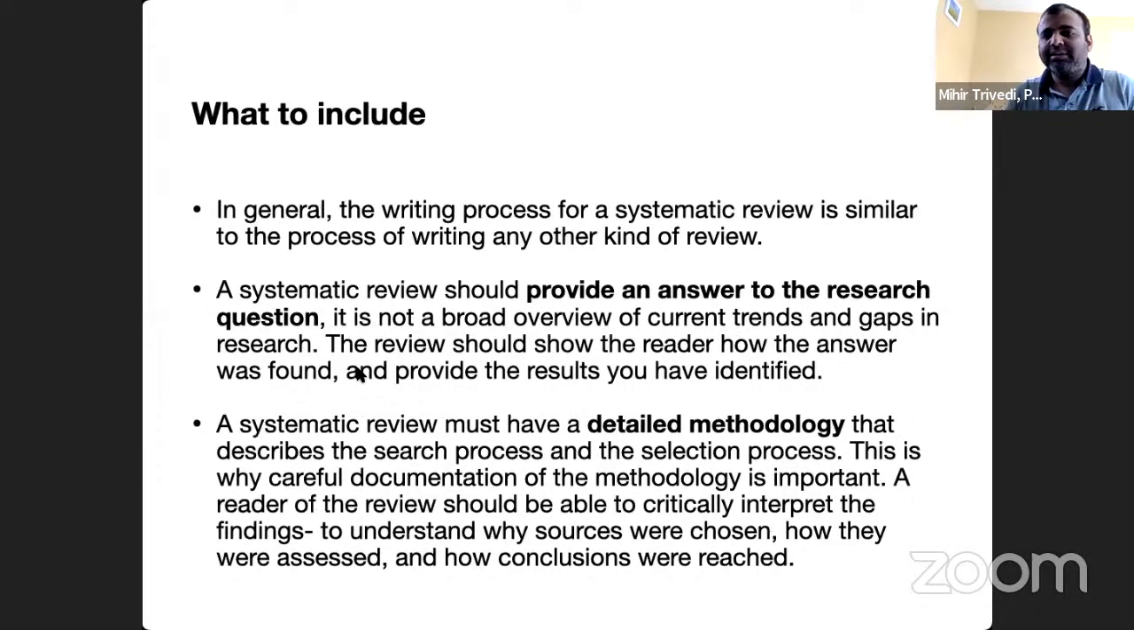A systematic review must have a detailed methodology that describes the search process and the selection process. This is why careful documentation of methodology is important. A reader of the review should be able to critically interpret the findings to understand why sources were chosen, how they were assessed, and how conclusions were reached.